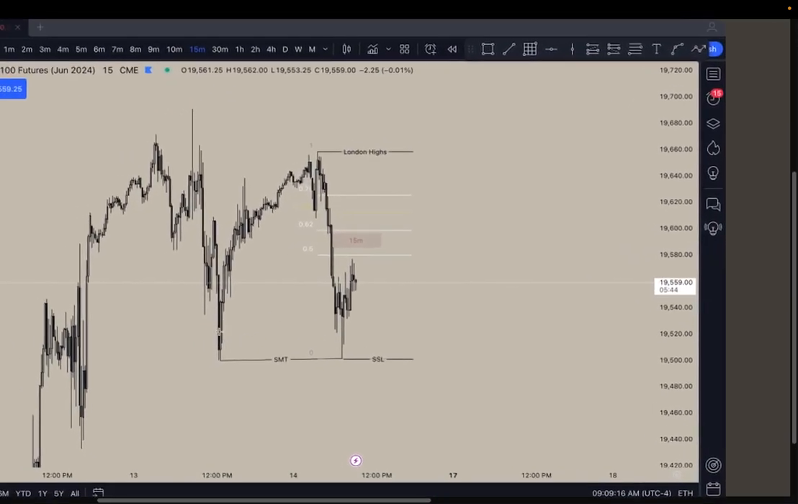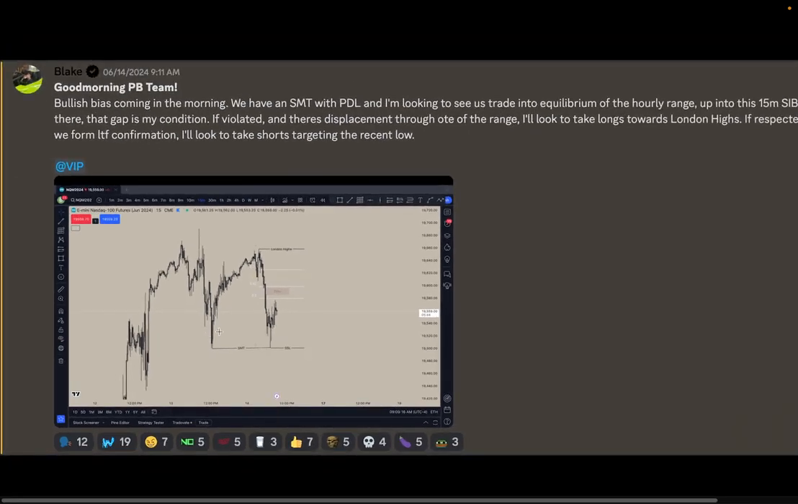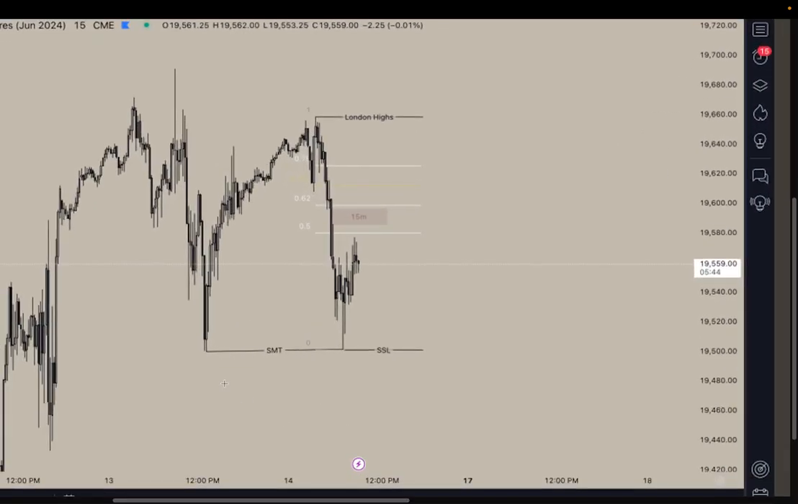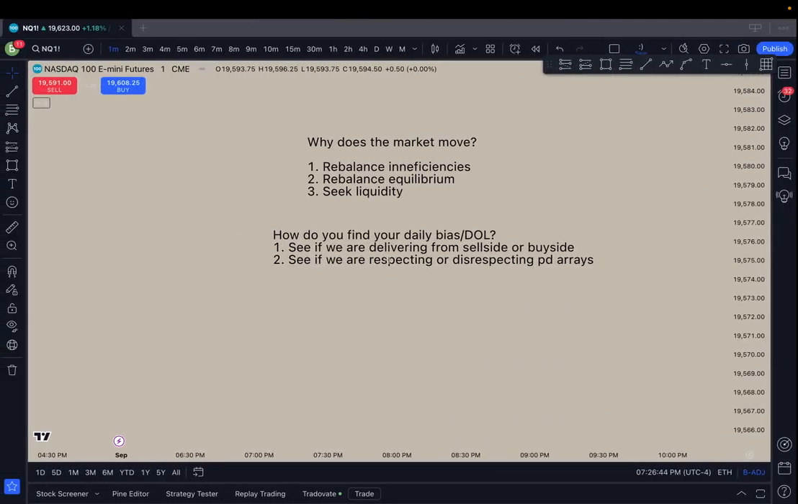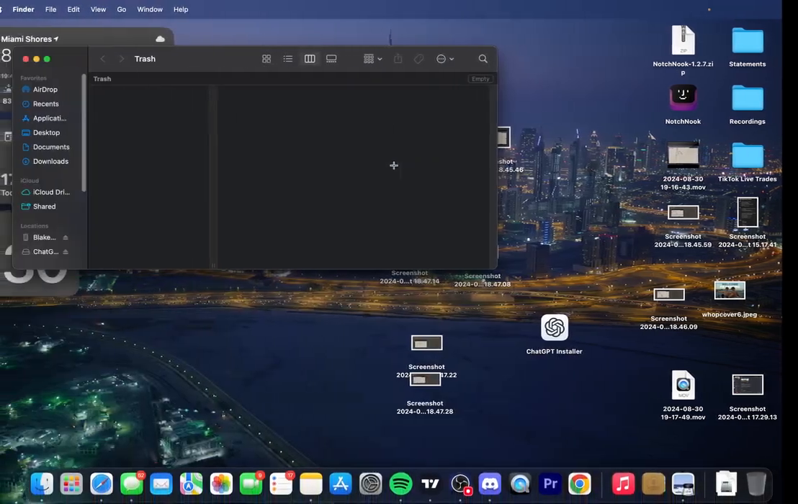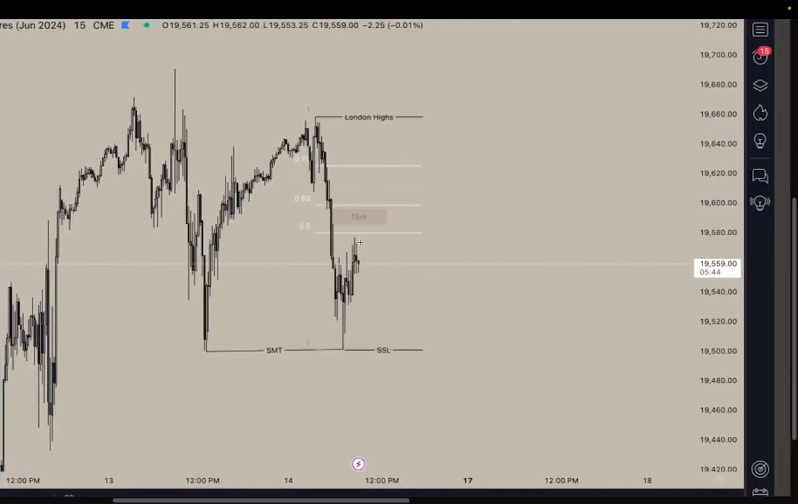Okay, so a lot of jibber jabber said there. I just said jibber jabber. Yes, please don't flame me. Right, we have an SMT at this low, right? So we are delivering from sell side liquidity, right? ES took out this low, right? So what are we doing? We're delivering from sell side. Why is the market moving, right? The market is moving here to rebalance inefficiencies and to rebalance equilibrium, right? So 2 and 1 here.